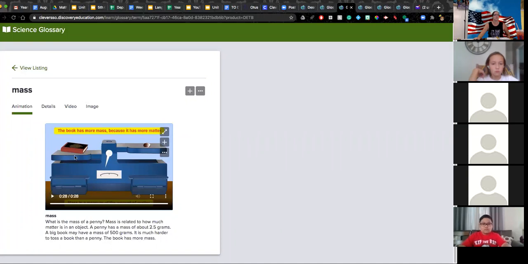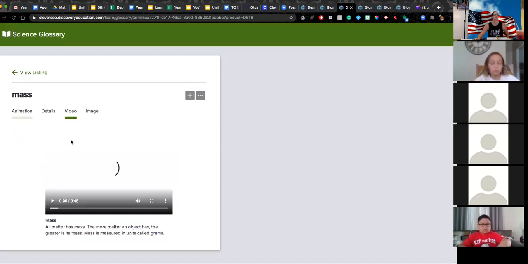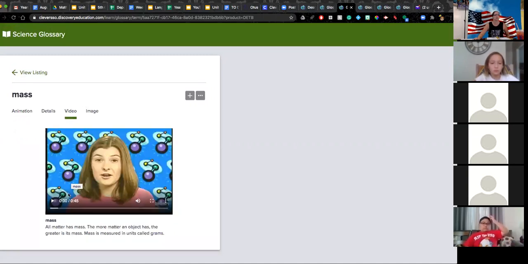And so in this picture, the book has more mass because it has more matter. It's heavier. It has more mass than the shell. No, the penny, not the shell. All right, kind of looks like a shell. Let's go ahead and play this one.